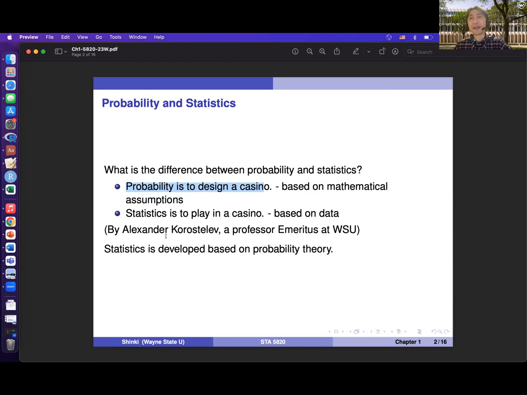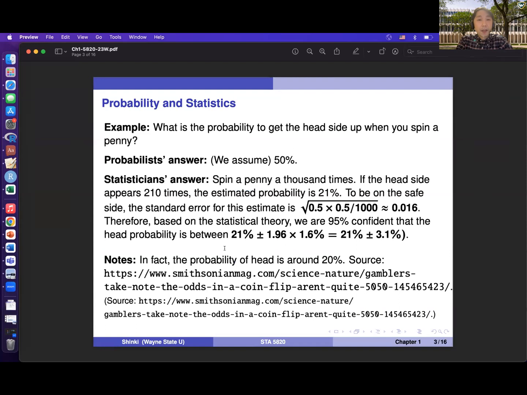Maybe, I don't know, any of you have met him before? Maybe Thomas met him before. He retired a few years ago, but he is excellent at putting everything in a simple, elegant way. Still, statistics is developed based on probability theory, so these 2 areas are closely related. The difference between probabilists and statisticians is here.